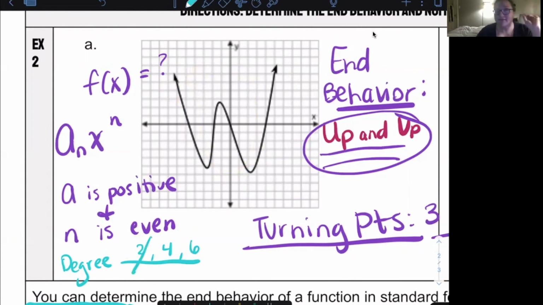So that means that the least degree that this function could be is actually degree 4, because it has to be even and it has to be at least 4. It could be 6, it could be 8. So that just means that my function, f of x equals whatever, is going to be at least some number a times x to the 4th or 6th or 8th. It has to be an even number.